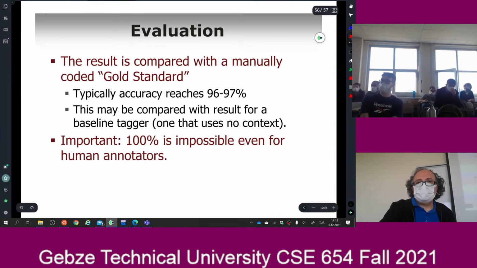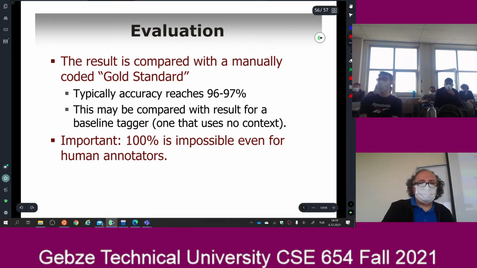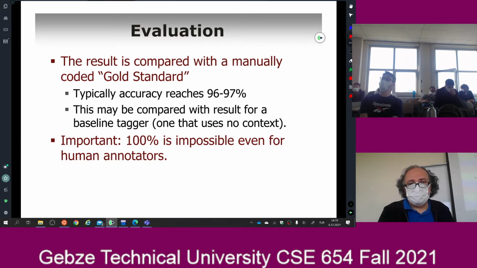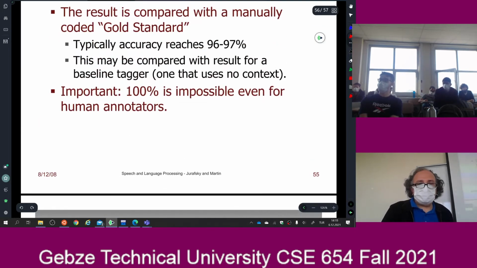Again, the gold standard is comparing with the manually coded results, and typical accuracy reaches 97%. 100% is impossible even for human annotators. Okay, good. So that's part of speech tagging.